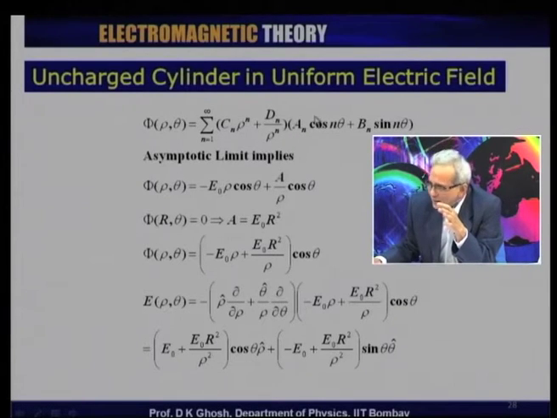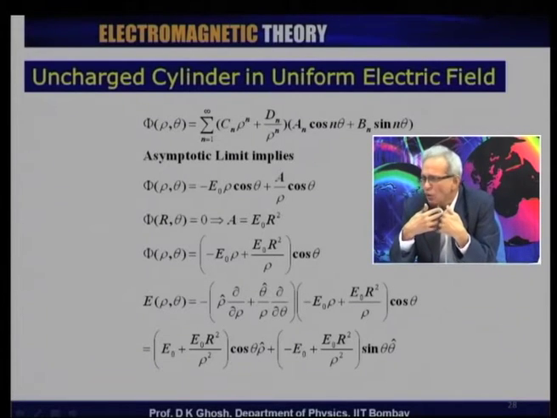Since this is just the cos theta term, I take n equal to 1, so I get C rho A1 cos theta, and for convenience I have said C1 times A1 must be equal to E0. Similarly, I have said C times A times D must be equal to another constant A, and therefore the potential form is like this.